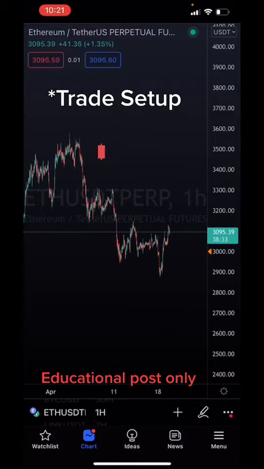So I am going to be starting an educational post about being a trader and investor, on how you can trade cryptocurrency. Today we're going to talk about trade setup. What is a trade setup?